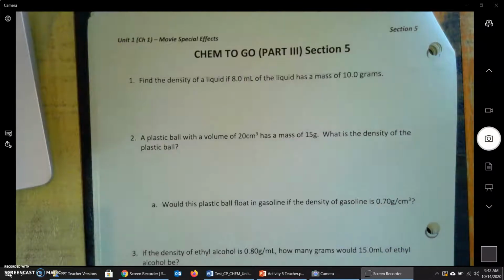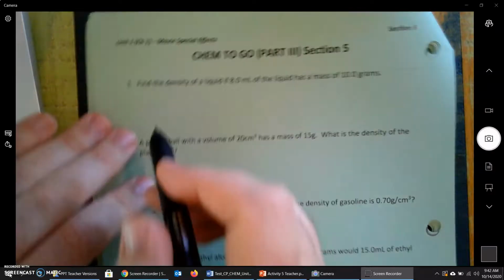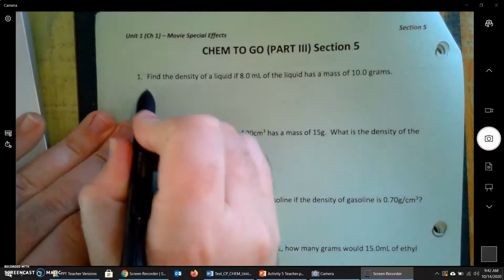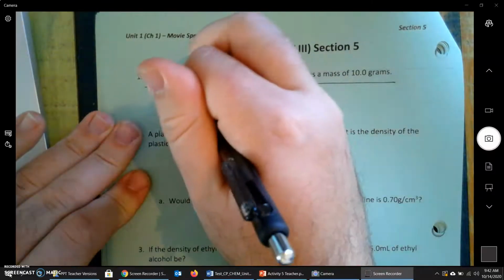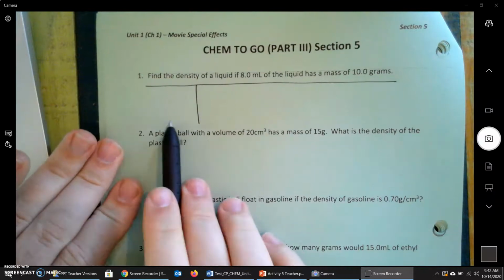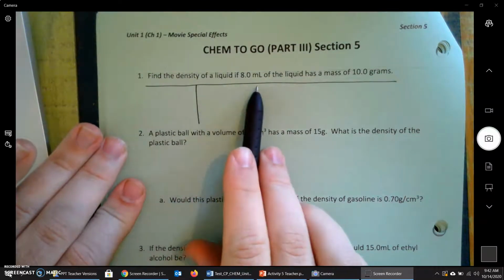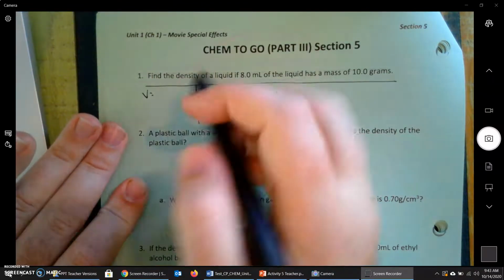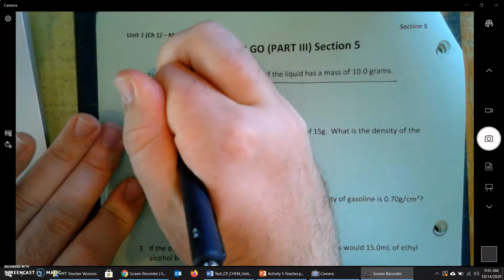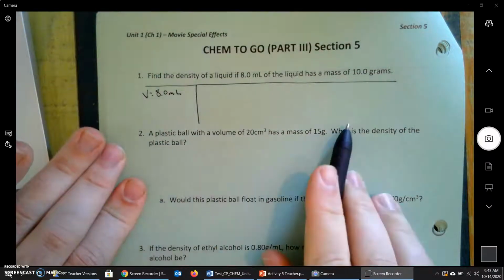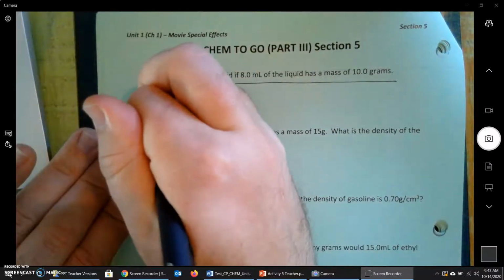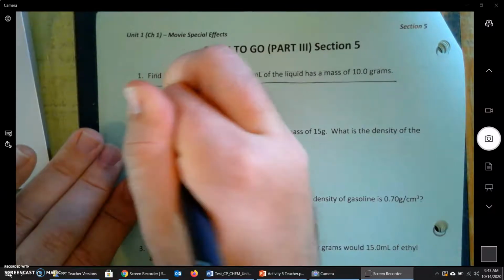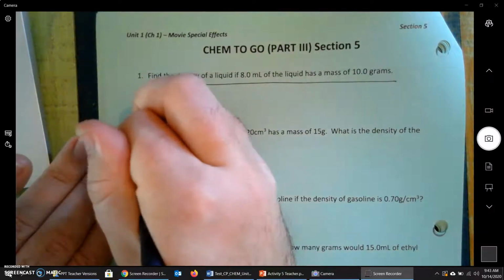All right. So number 1 says, find the density of a liquid if 8.0 milliliters of the liquid has a mass of 10.0 grams. Right, I like to start all of these out with a T-chart. And I put my known information on the left. So the liquid has a volume, and I will write that as V, of 8.0 milliliters. And it has a mass of 10 grams. We are trying to find the density.